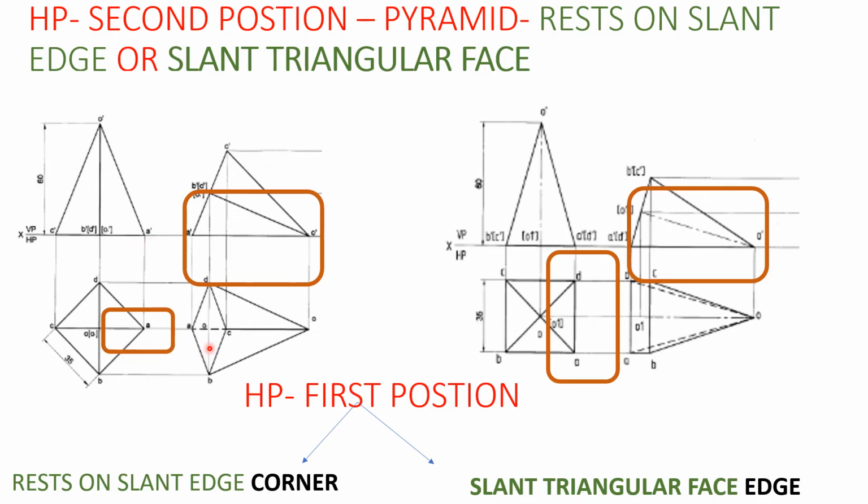So that's very important. That means when it comes to the second position in the prism, we have only one option where we say axis is inclined, that we need to take as base inclination equal to 90 minus axis inclination. But when it comes to the pyramid, we'll be having three options here. One is the axis inclination, similar to the prism, and two more are resting on a slant edge and resting on a slant triangular face. Very important thing to be noted.